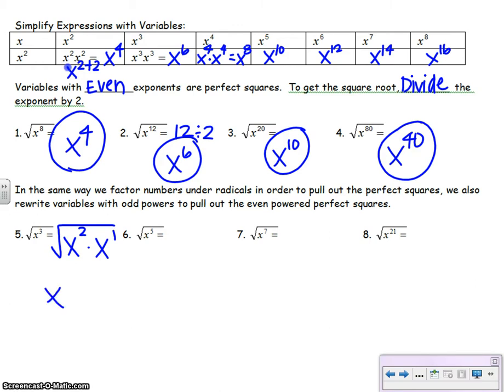So the square root of x squared is x. We're dividing the exponent by 2, and x to the first is not a perfect square, so we're going to leave that under the radical.